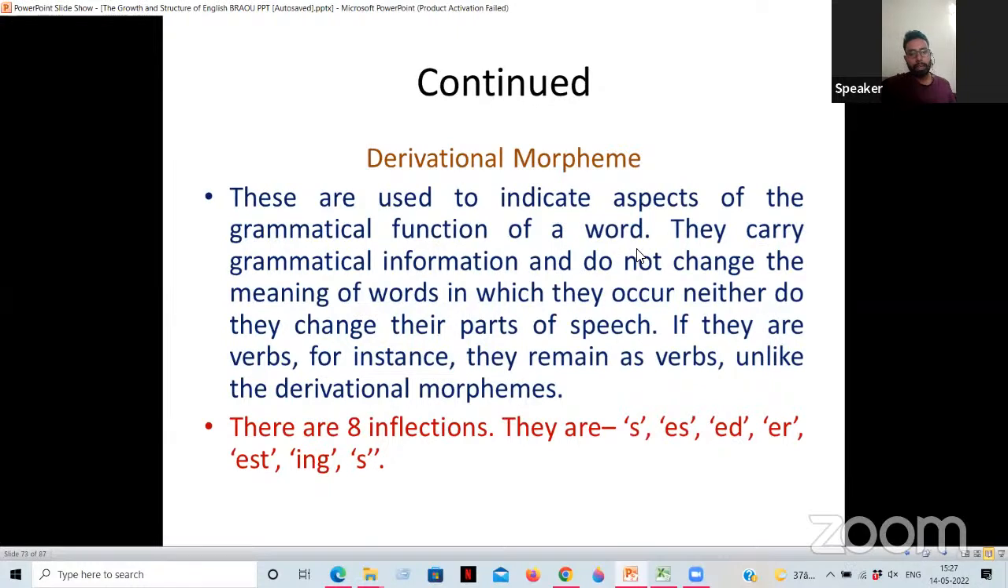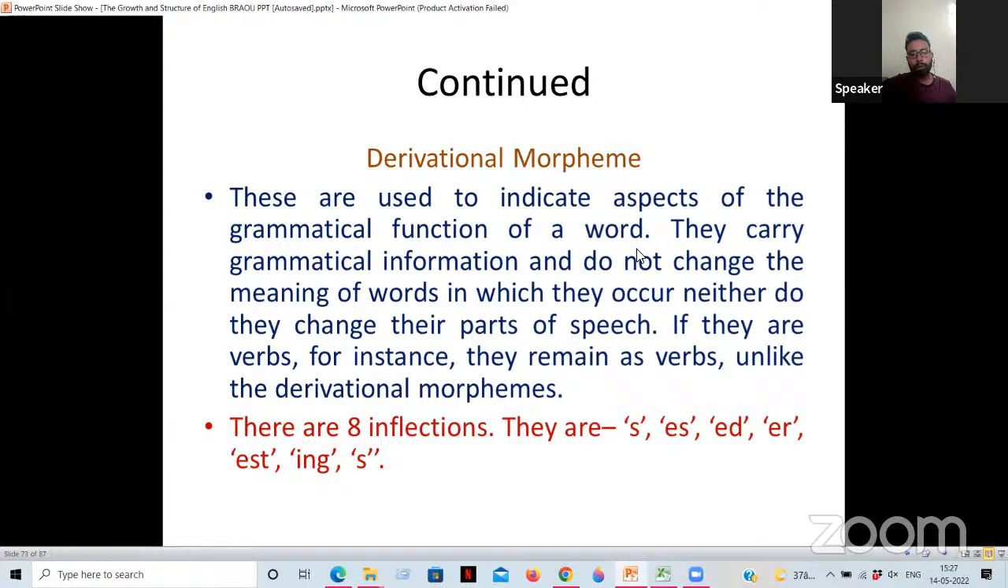Now see, there are 8 inflections. One is S, ES, ED, ER, EST, ING, and apostrophe S. How many are there? 1, 2, 3, 4, 5, 6, 7. One is missing. Okay, I'll talk about that later. So there are 8 inflections.